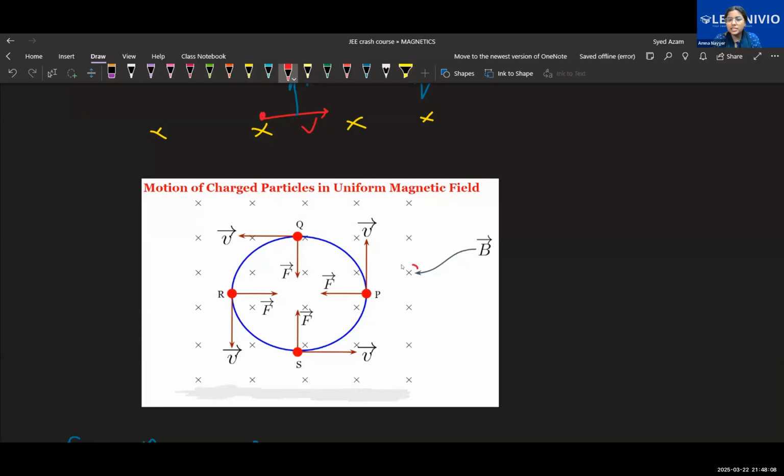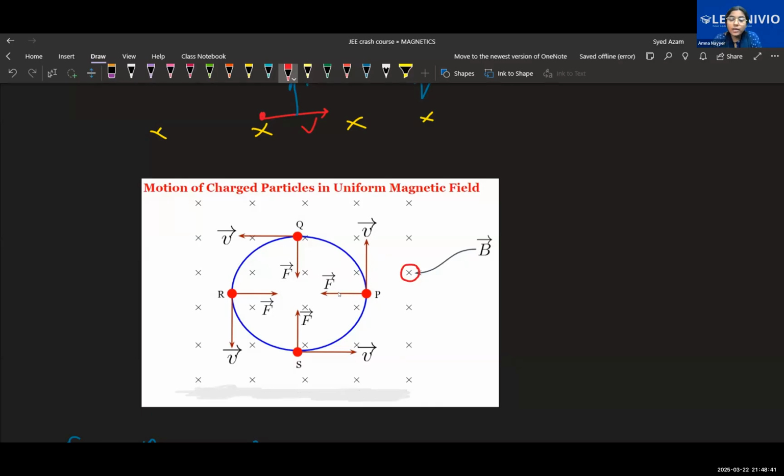Inwards is the direction of the magnetic field, and the charge is moving with velocity v. Direction of velocity is tangential, but we are getting a circular path. So this means that the magnetic force which is acting is actually fulfilling the need of the centripetal force, right? There's a centripetal force which is acting. So it is fulfilled by which force? The magnetic force on the charge.